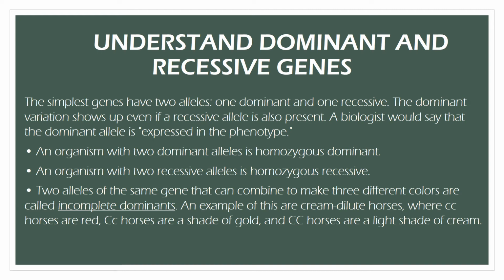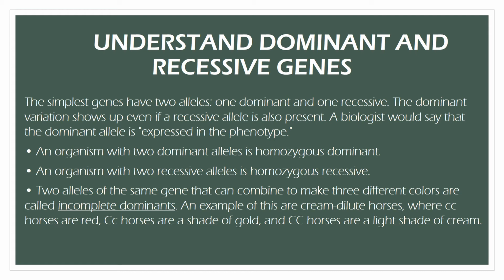Now let's discuss the dominant and the recessive genes. The simplest genes have 2 alleles, one dominant and one recessive. The dominant variation shows up even if a recessive allele is also present. A biologist would say that the dominant allele is expressed in the phenotype. Again, the phenotype is the appearance of the organism. An organism with 2 dominant alleles is homozygous dominant. An organism with 2 recessive alleles is homozygous recessive.